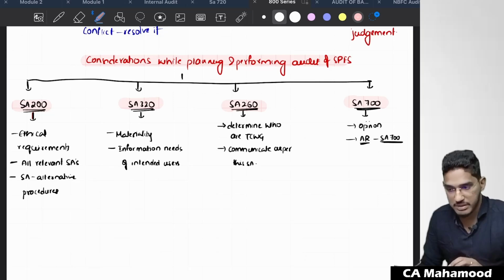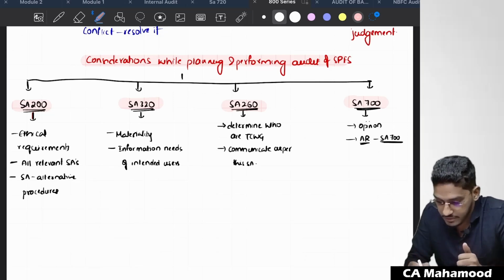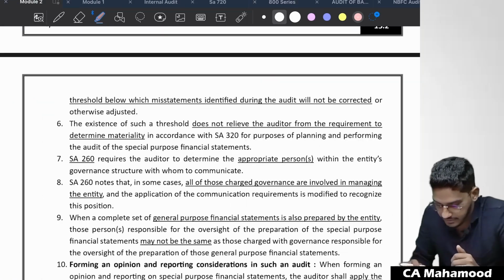Understood? Clear and comfortable, everybody? So the same thing they are trying to say here. Let us try to have a look at it, what they are trying to say.